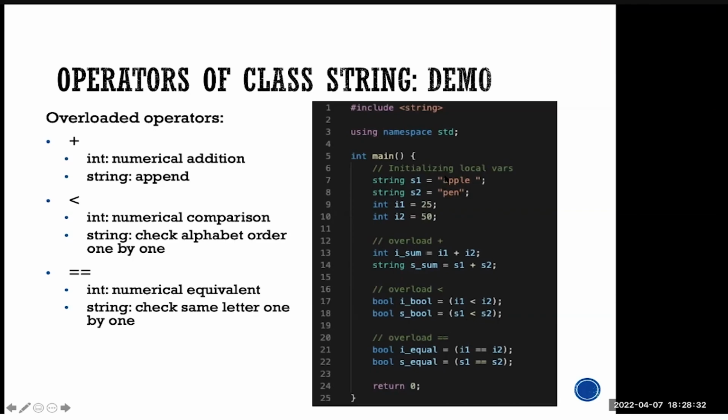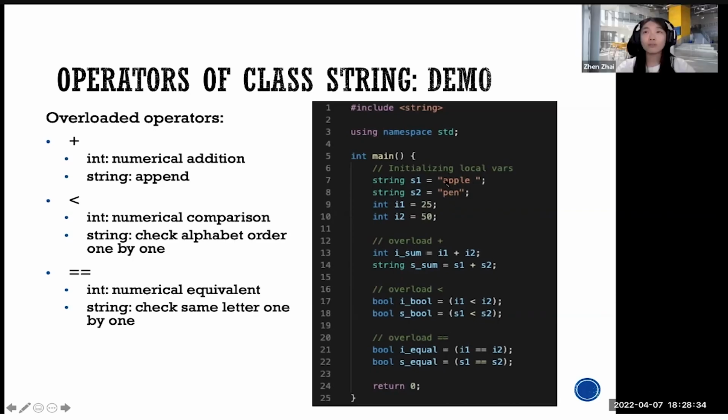It will also compare the letters. So if A is less than P, then that will return true. So it's doing string comparison instead of numerical comparison.